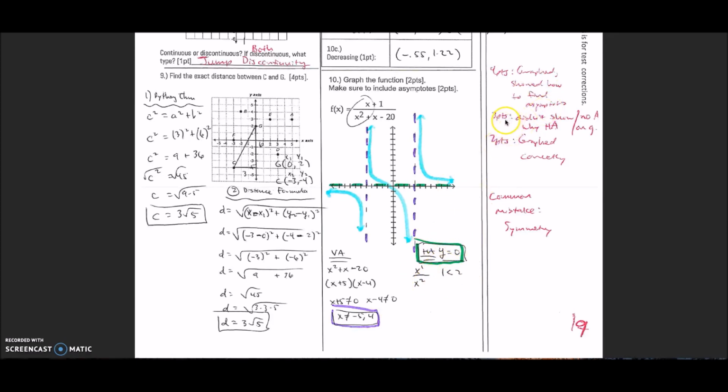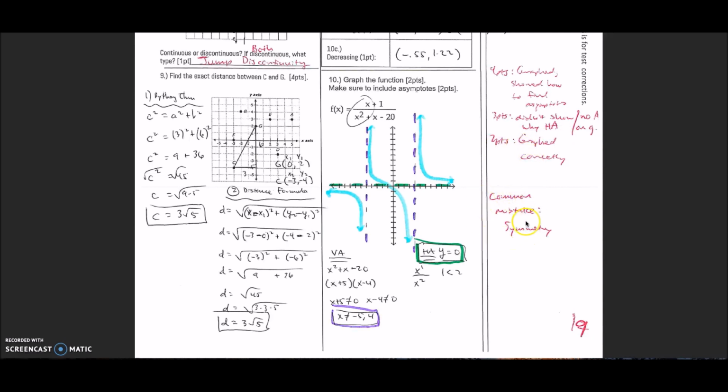I give you 3 points if you didn't show why the horizontal asymptote. I even gave you full credit if you circled the highest degrees or powers. No A on G, I don't know what that means. No asymptote on the graph. If you just put this in your calculator and got those in blue, I gave you at least 2 points.